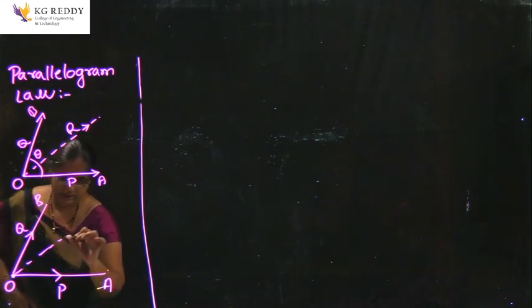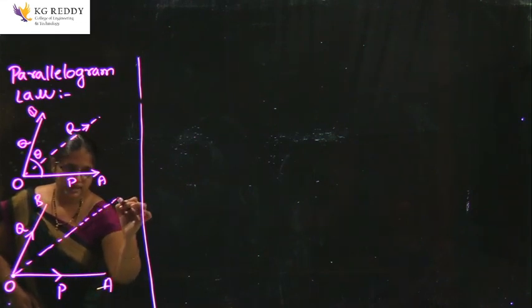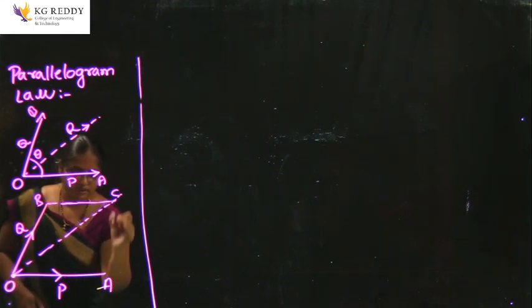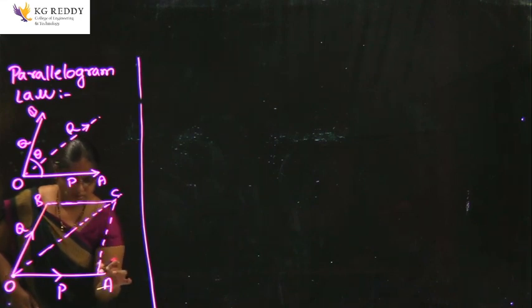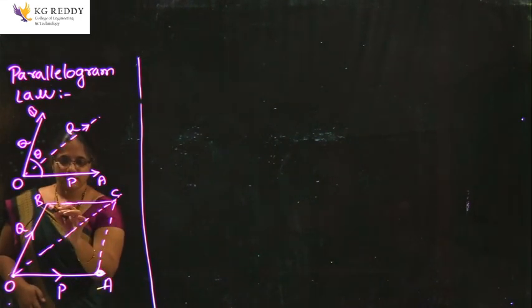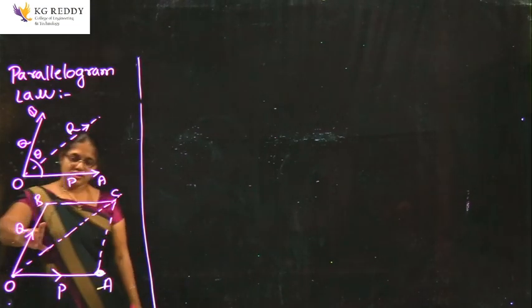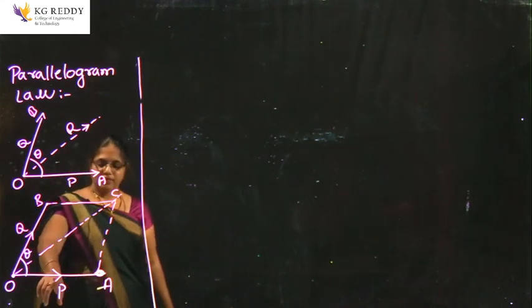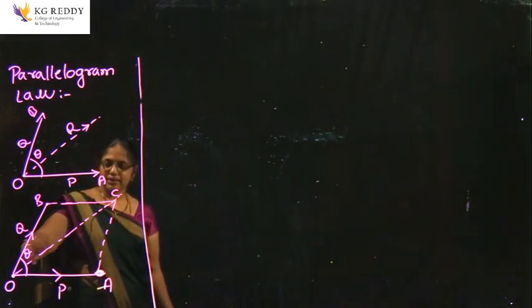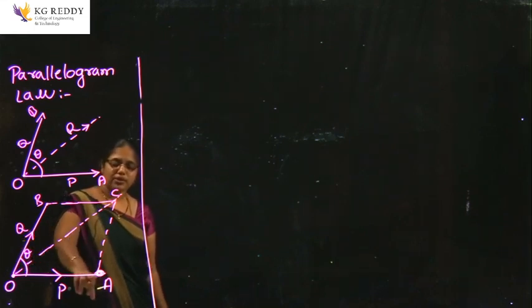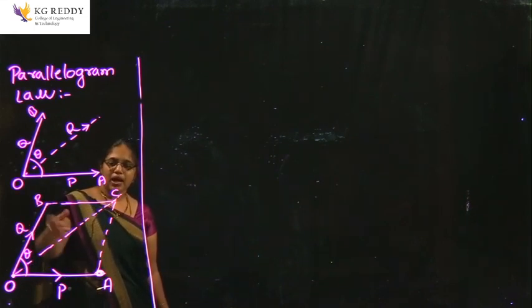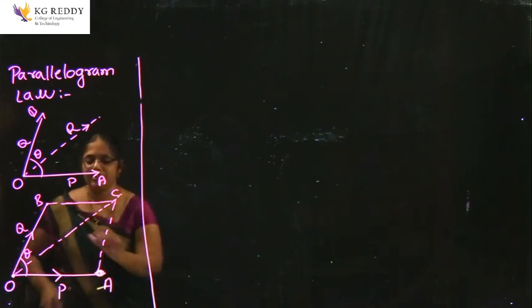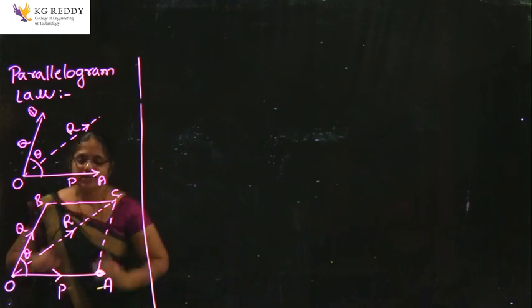Now draw one more line, the diagonal. Join point C, and this is the representation of the parallelogram law. Here these are the two forces acting with the inclination theta. One has the magnitude P, another has the magnitude Q, going in the directions A and B. Now, based on the adjacent sides of the parallelogram, one more force I have introduced, with the magnitude R. This is the resultant.